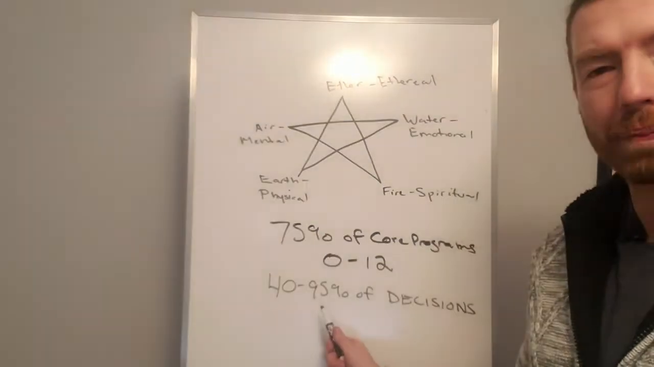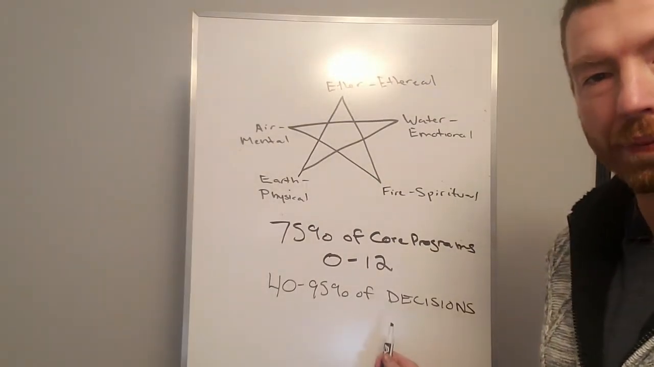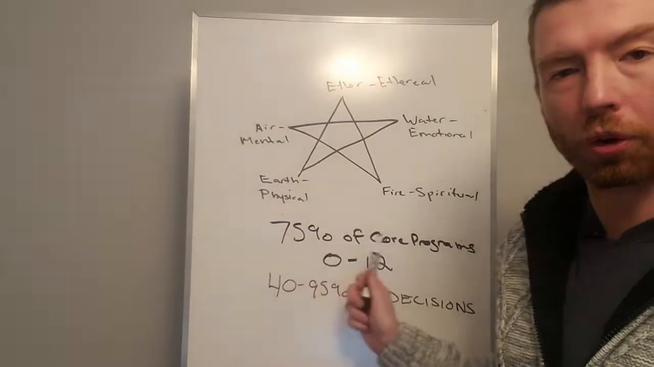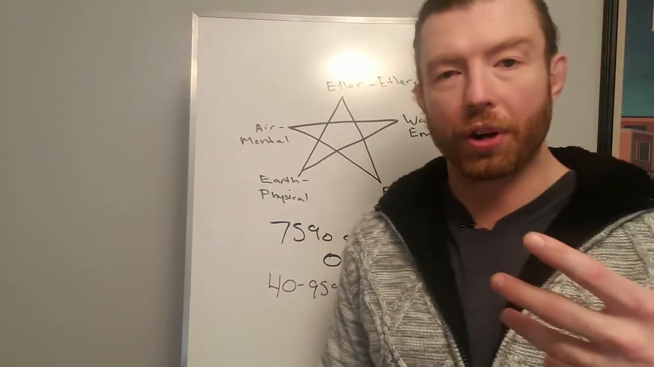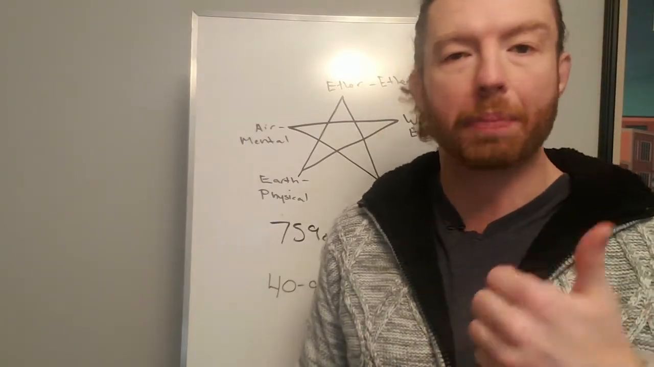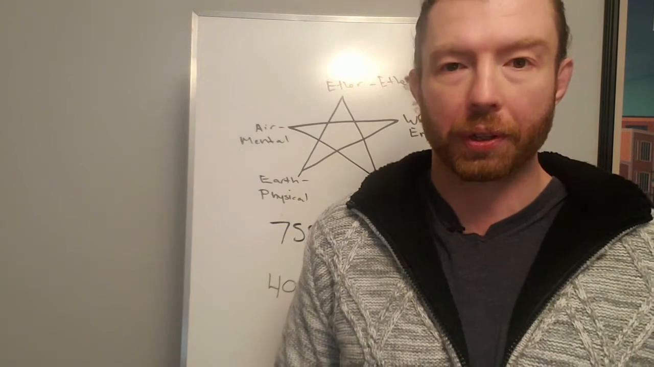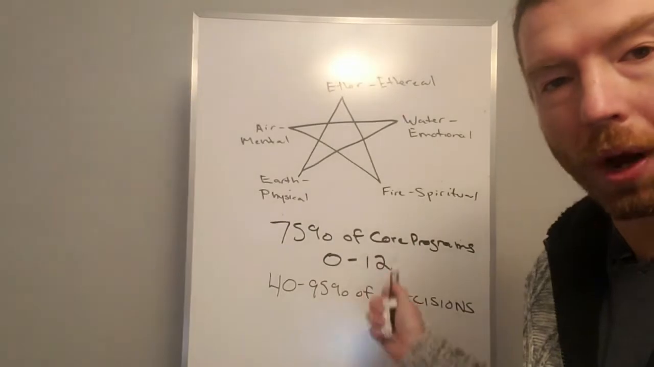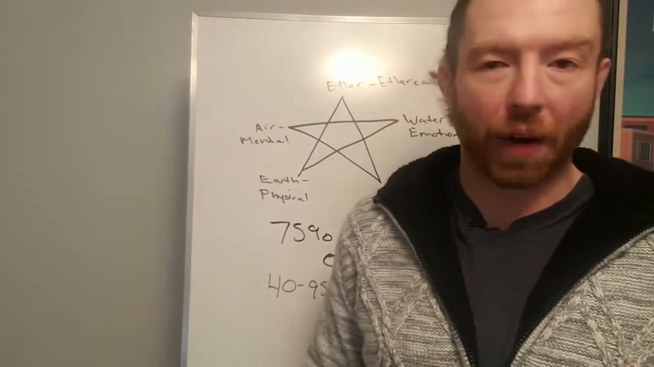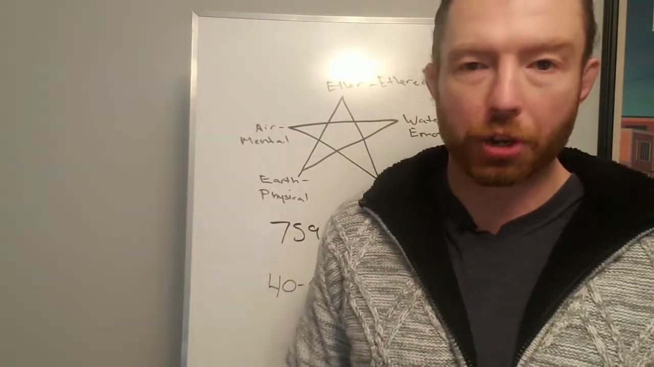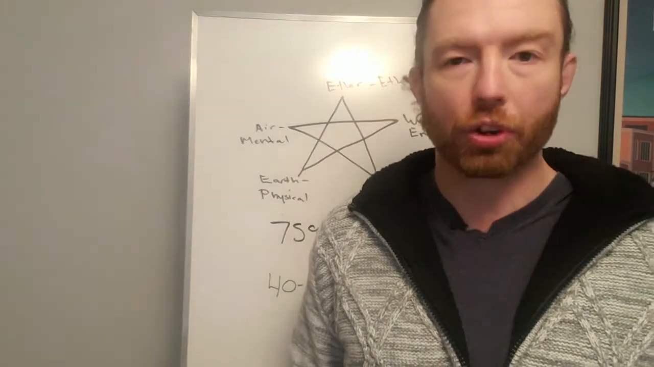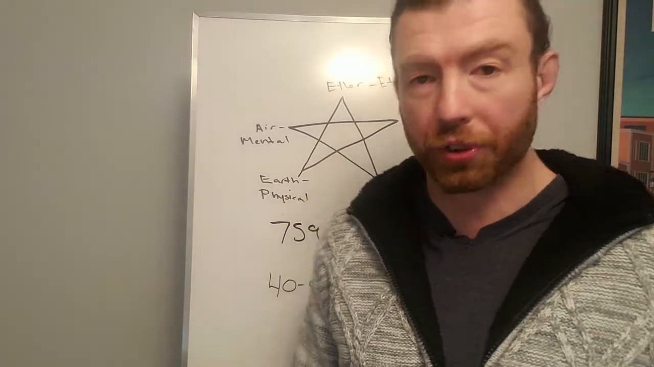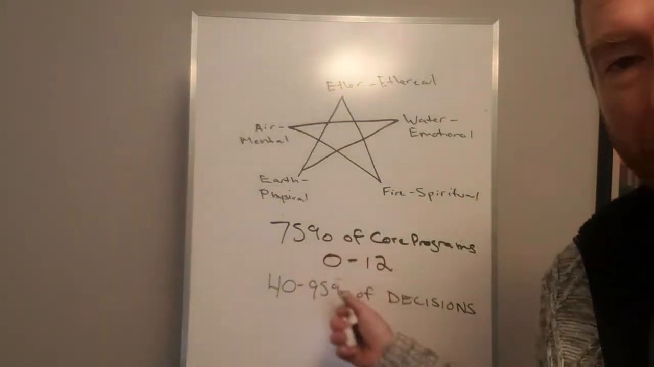40 to 95% of our decisions every day are unconscious, we don't know we're making them, and they're based on our core beliefs. So if you've ever experienced unconscious self-sabotage, if you keep dating the same type of person and the same type of relationship that ends up the same way, this is why. If you keep getting fired from a job, if you keep failing at your business, if you keep failing at your diet restrictions or your exercise plans or the goals that you set for yourself, this is why.